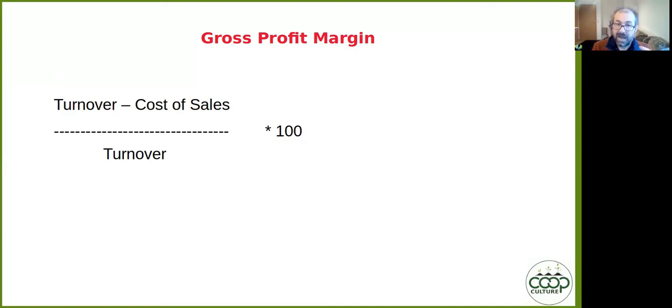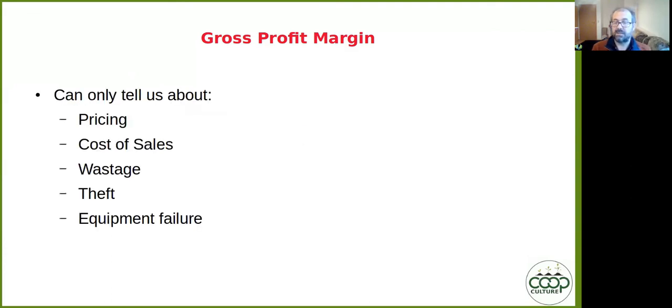What it can tell us about, and what it does tell us about, is the relationship between the volume of the sales and the cost of making those sales. So it tells us about our pricing policy. It can tell us about our purchasing policy. How much did it cost us to buy the things that we're selling? It can tell us about our efficiencies. So are there any wastages?